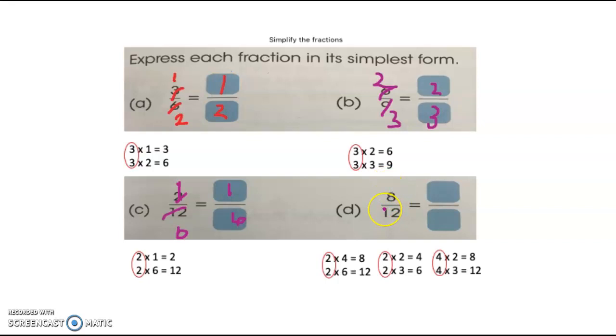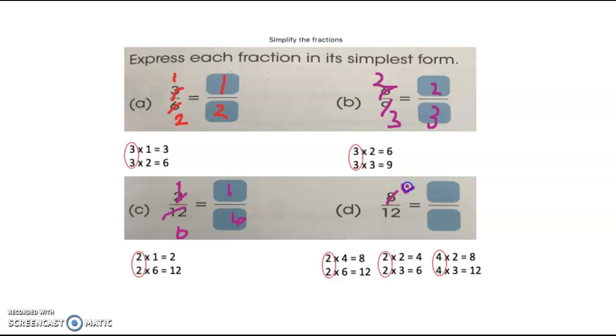But can I find a number that both of them are multiples of? Yeah, 2. Look at 2. I can get 8 and 12 in the 2 times table, right? So 2 times 4, I get 8. 2 times 6, I get 12. Okay, let's cut. Keeping 2 in your brain.